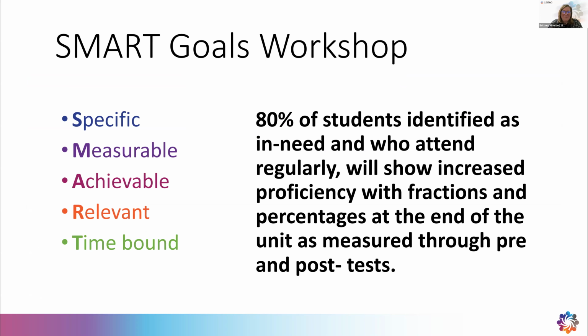So we have specific, right? How is our goal specific? Well, students identified as in need who attend regularly are our target audience. How is it measurable? Well, we're measuring through pre and post tests, before and after the activity. Achievable? Looks like it. We're aiming for 80%. We're not looking for 100%. Is it a stretch? Yes, but it's still an achievable goal.